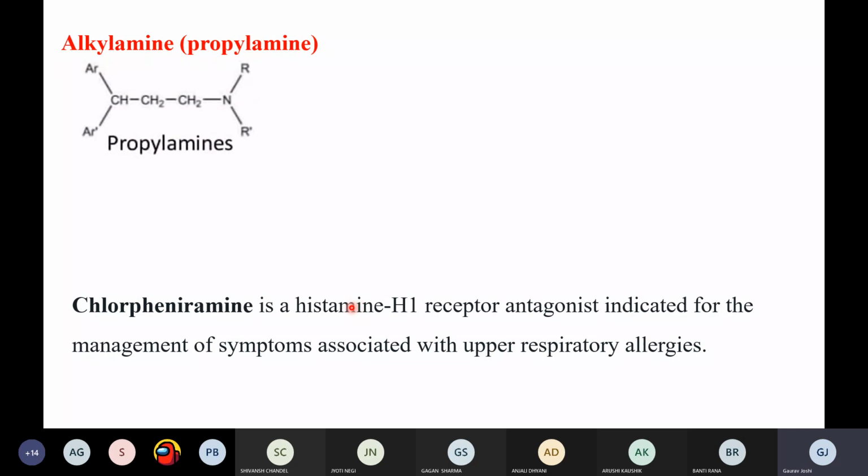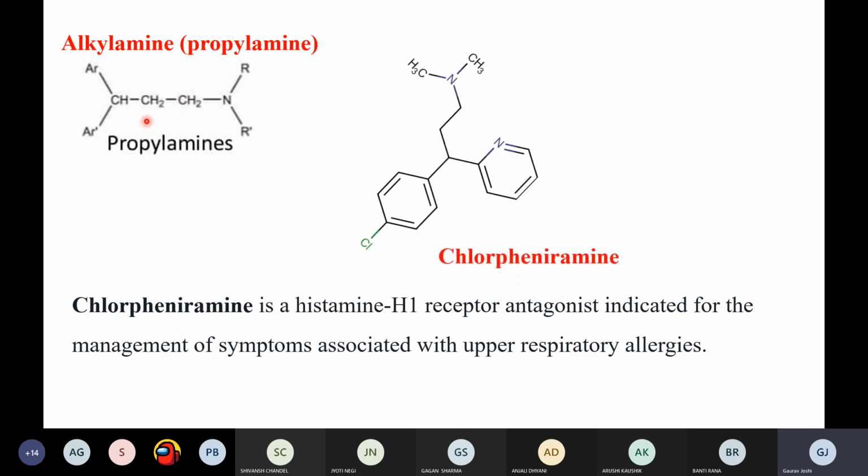Right, now we'll be moving to another category of drug, the alkylamine. Why are we calling it alkyl? Because instead of oxygen, we have a carbon here. So it is an alkylamine, or we can say a propylamine. Why propylamine? Because we have three carbons: methyl, ethyl, and propyl, right? Everything else is the same. Now I'll show you some examples.